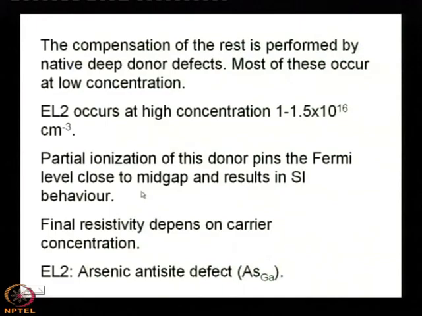What is the meaning of pinning of the Fermi level? Pinning of the Fermi level means fixing the Fermi level so that it is unable to move. We find that if the electron concentration increases, the Fermi level moves more towards the conduction band. If there is a higher concentration of holes than electrons, the Fermi level moves closer to the valence band.